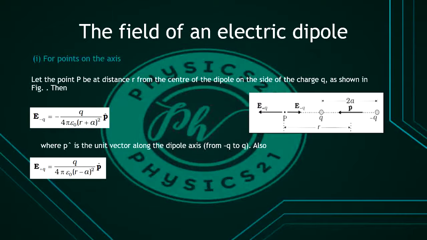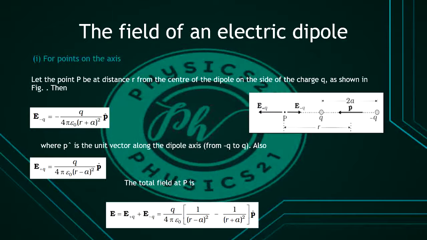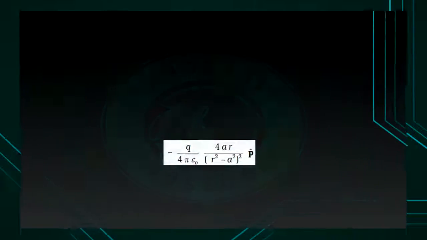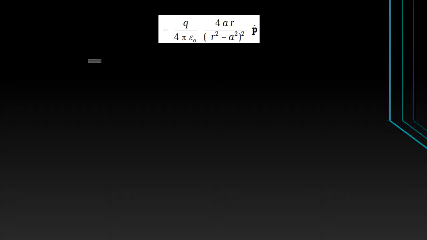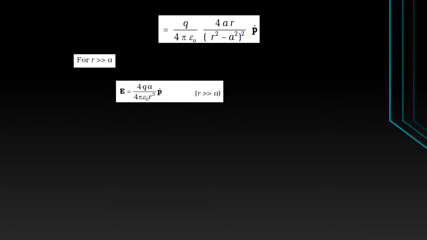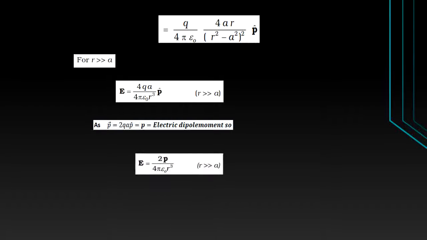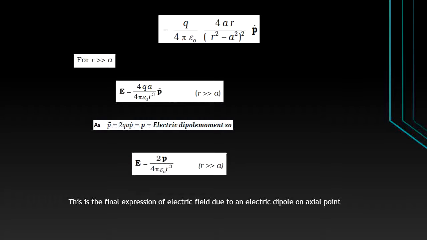Also, the total field at P is. It can be written as, for r very much greater than a. As 2qa equals p equals electric dipole moment, so this is the final expression of electric field due to an electric dipole on an axial point.